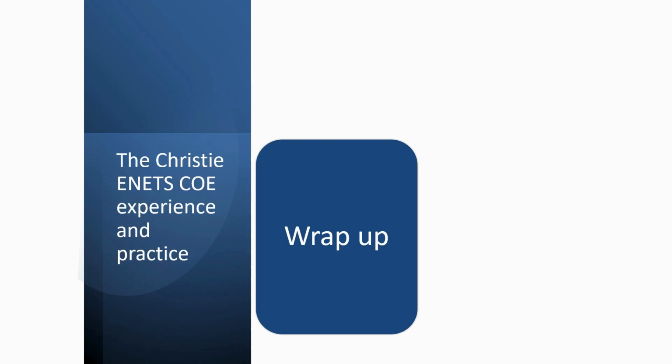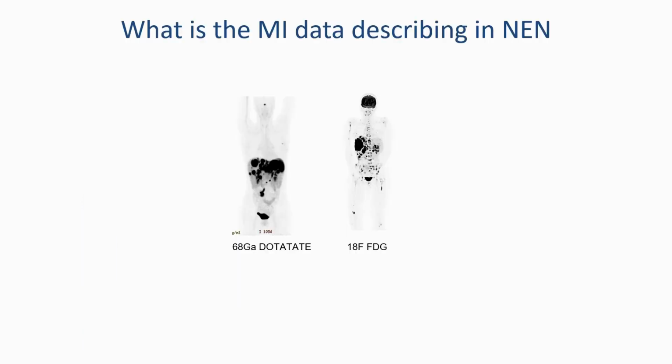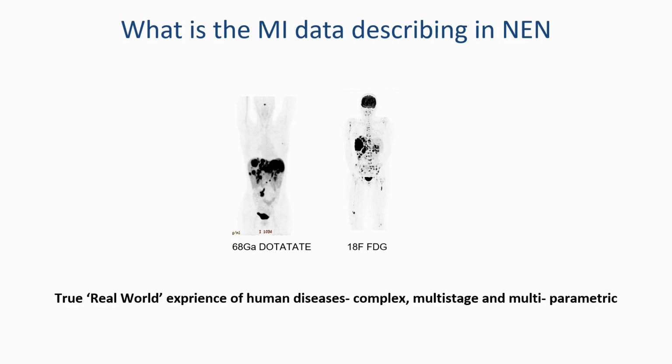I'm going to wrap up the current session with just a few more slides. So what does the MI data describe in our neuroendocrine neoplasm patients? As you can see, these two images demonstrate quite a complex distribution of disease in two different patients. It effectively demonstrates that in the real-world experience of human diseases, it is complex, multi-stage and multi-parametric.